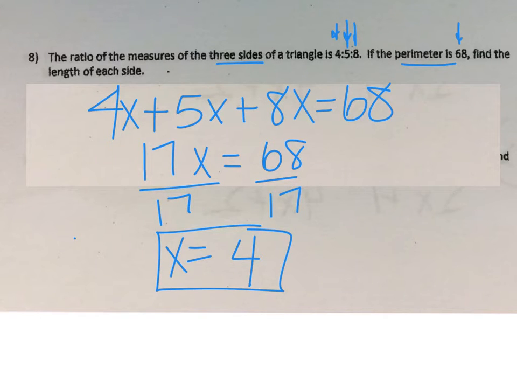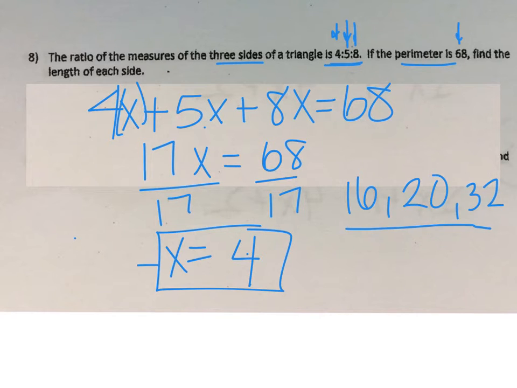So now I need to plug each of the x's into my original numbers. So I'm going to have 4. I found an x of 4, so 4 times 4 is going to be 16. And then 5 times 4 is going to be 20. And then 8 times 4, which is going to give me 32. And these are the lengths of each of the sides.